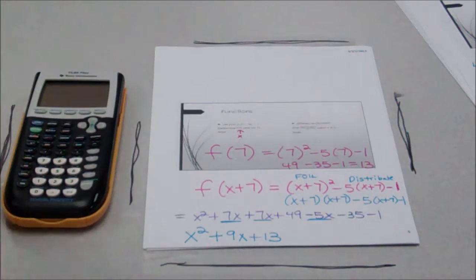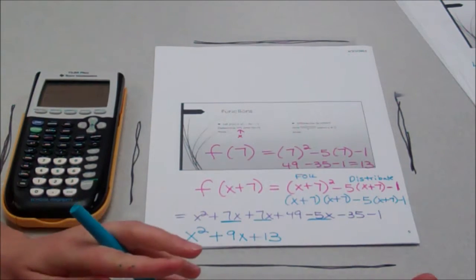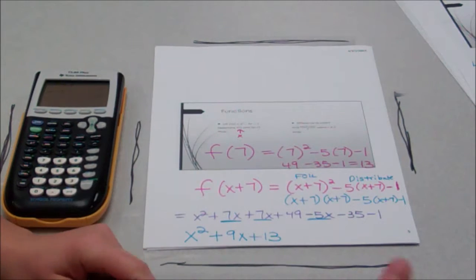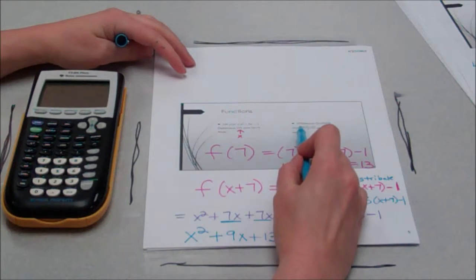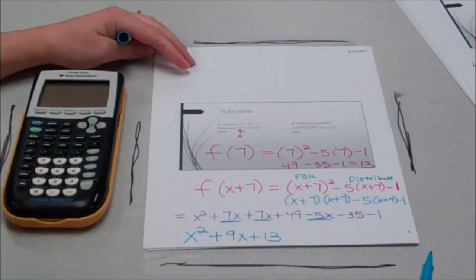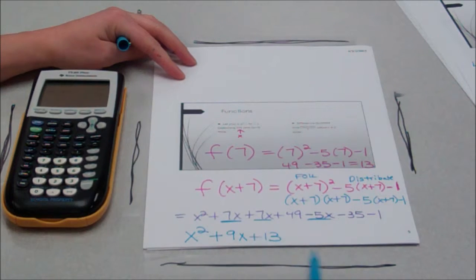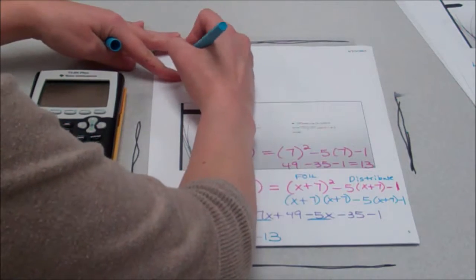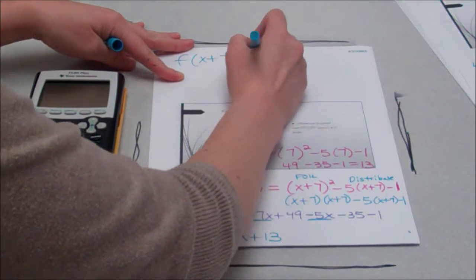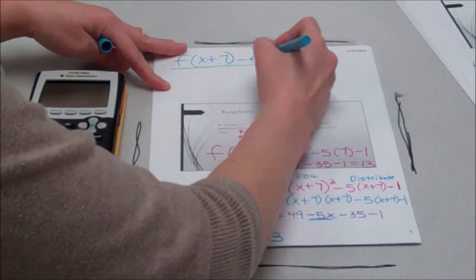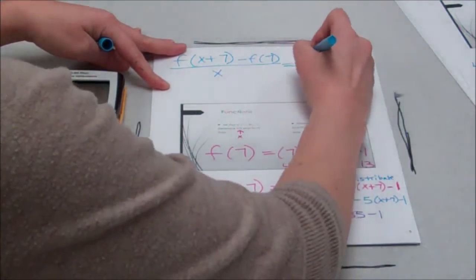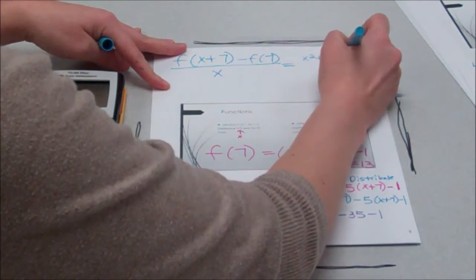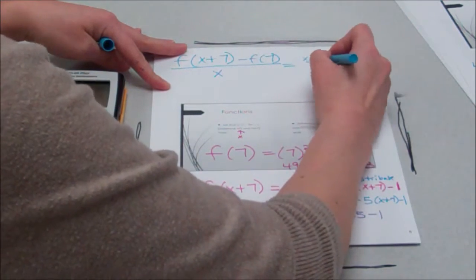Now I get to the really intimidating part. It says difference quotient, and it has this crazy looking fraction. What I'm going to do, guys, is I'm not going to panic. I'm going to look and see what it says. It says f of x plus 7. Well, I did that already. We just suffered through it right here. So we've got that answer. I'm going to use what I did before. So f of x plus 7 minus f of 7 over x, I can borrow from our work down here. That's going to be x squared plus 9x plus 13 minus 13 all over x.